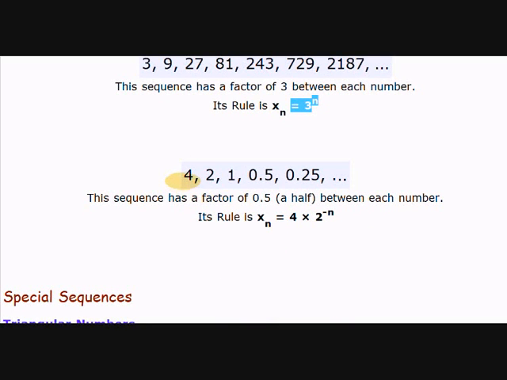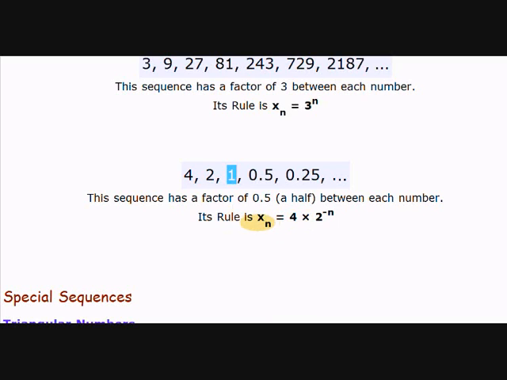One more example: 4, 2, 1, 0.5, 0.25, etc. is another sequence. And this sequence has a factor of 0.5, half, between each number. This is going to be half of the previous term. Half of this is going to be the next term. Like that it is going on.